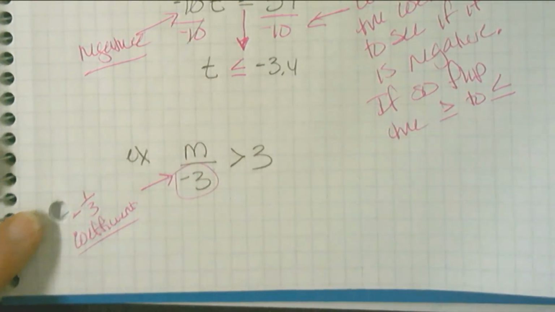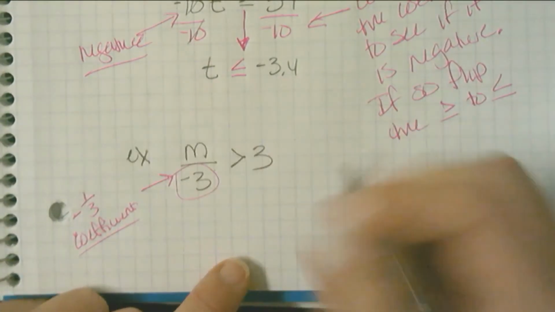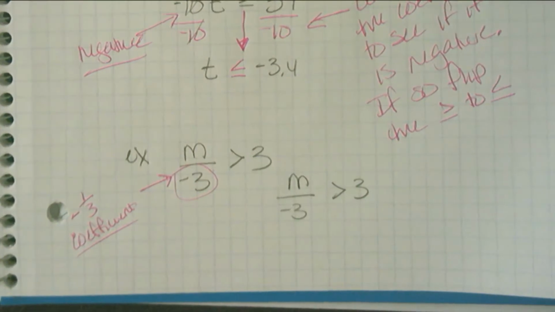That 3 that m is being divided by is negative. So I would need to flip here. So someone tell me, what do I multiply? What do I do to solve this? M over negative 3 is greater than 3. What do I need to do to solve this inequality? Come on, it's the same thing as if this was an equation. Amanda?